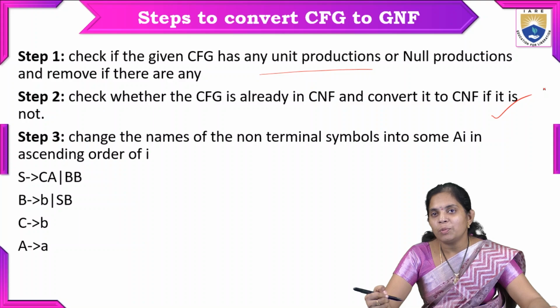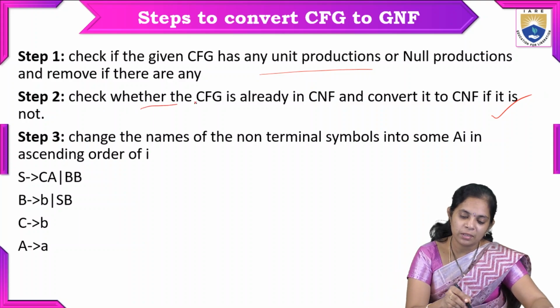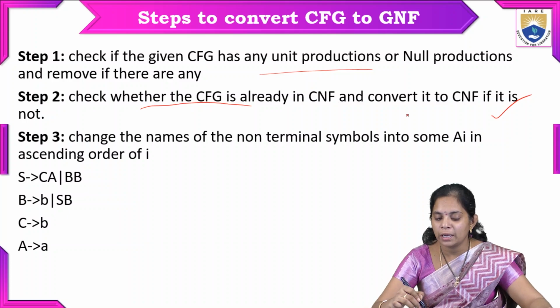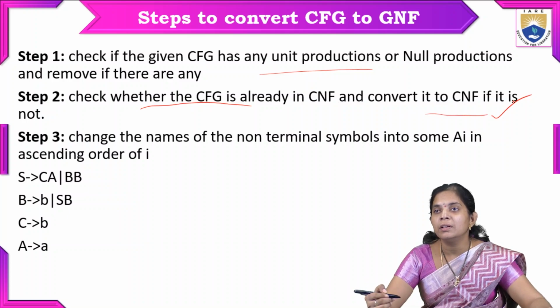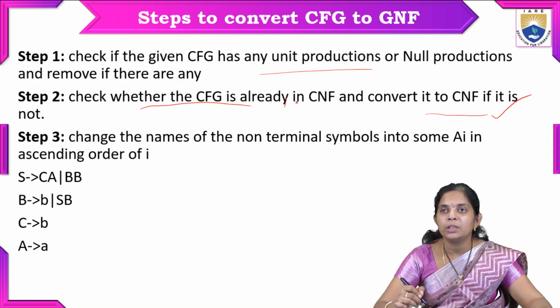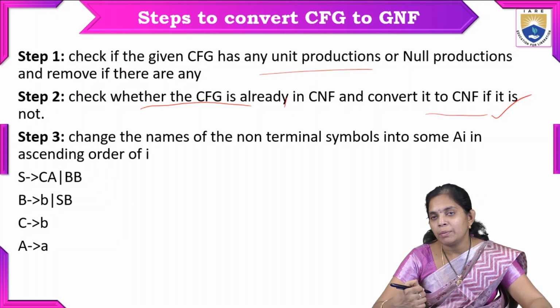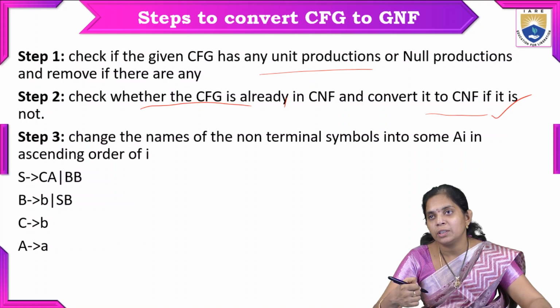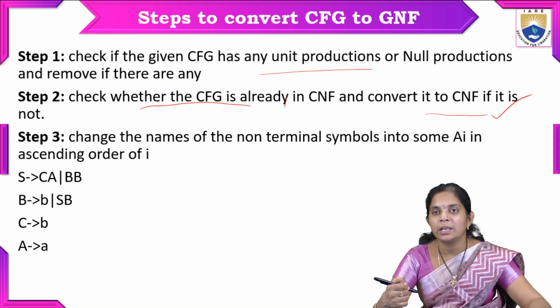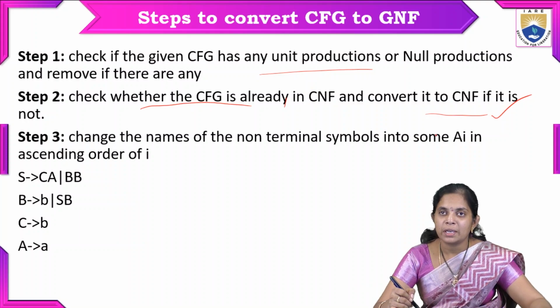So the second step says, check whether the CFG is already in CNF, and convert it to CNF. So here whether it is already in CNF or not, we need to check. If the grammar is given, we need to check whether it is in CNF or not. If it is not there, we need to first convert it to CNF. Then we need to go to the next step. So this is the second step.